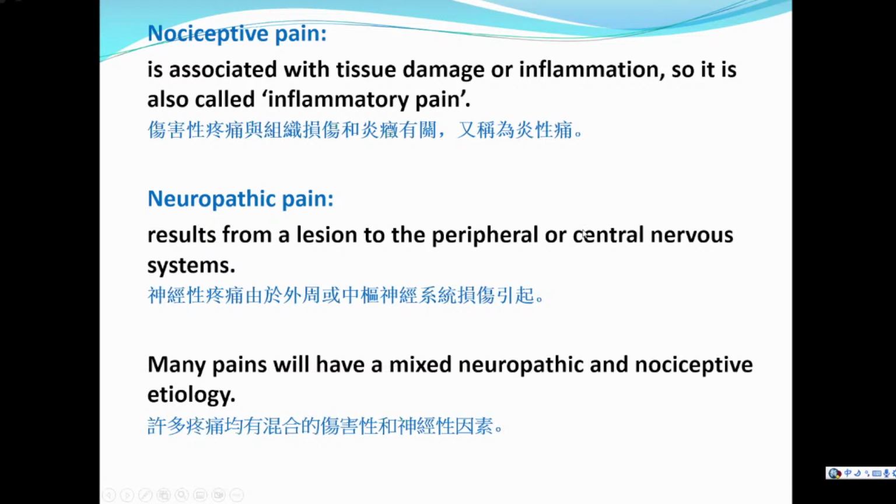If we talk about these two in more detail, nociceptive pain is associated with tissue damage or inflammation, so it is called inflammatory pain. Neuropathic pain is a result of peripheral or central nervous system damage. But very often these can be mixed together.